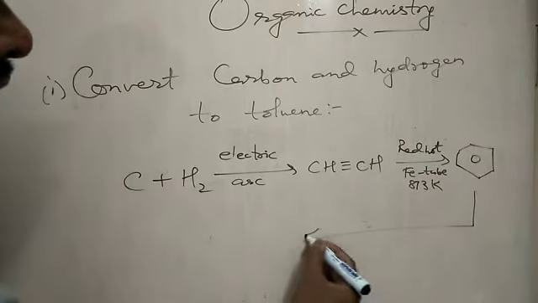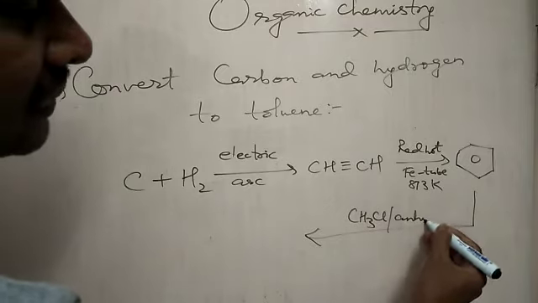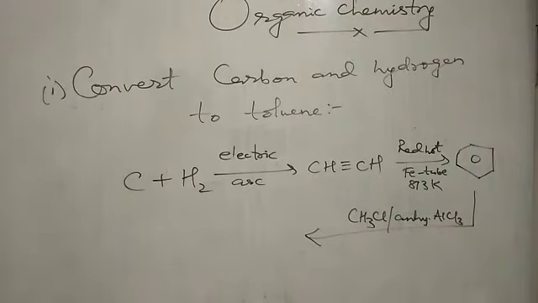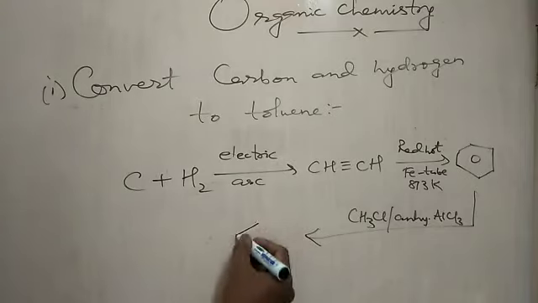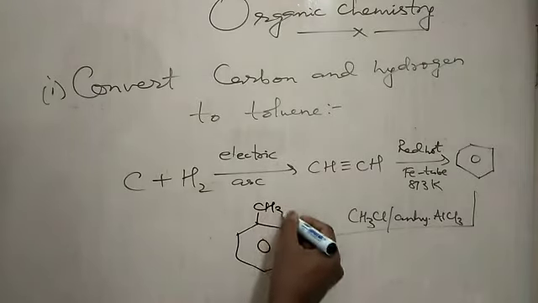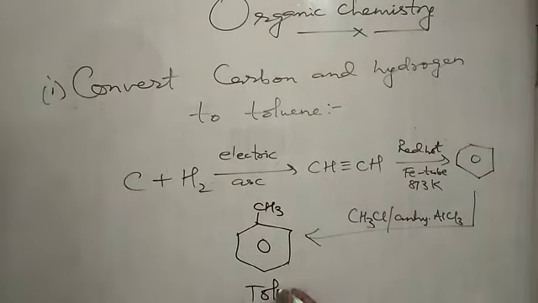Benzene is treated with CH3Cl, anhydrous AlCl3. This reaction is called Friedel-Crafts alkylation. So benzene is treated with chloromethane in presence of anhydrous AlCl3 as catalyst. It forms toluene. So we started with carbon and hydrogen, ultimately getting toluene.